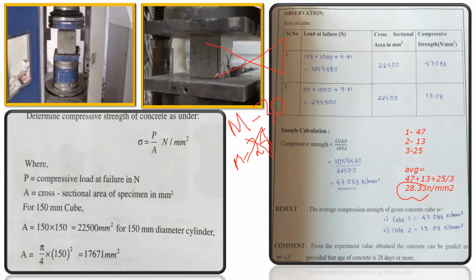You have two options: either you do the testing once again, because maybe while applying the load or while sampling the aggregates and all, the proper quality was not ensured. Otherwise the second reason may be about your mix design. Now what is that mix design? We'll try to see that. So this is the reason for that, right? So this is how it has to be done completely.